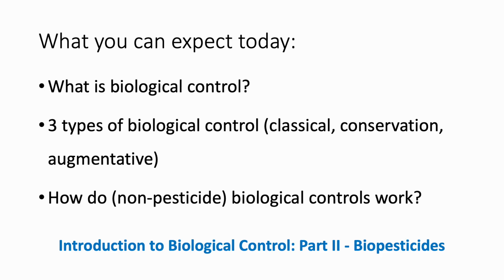In this course, we talked about what biocontrol is, including defining some terms. We also discussed the 3 types of biocontrol: classical, conservation, and augmentative. And we talked about the modes of action for non-pesticide biocontrol agents, insects and other arthropods, as well as nematodes. A second course called Introduction to Biological Control, Part 2, Biopesticides, focuses on the microbial biocontrol agents that are regulated as pesticides.